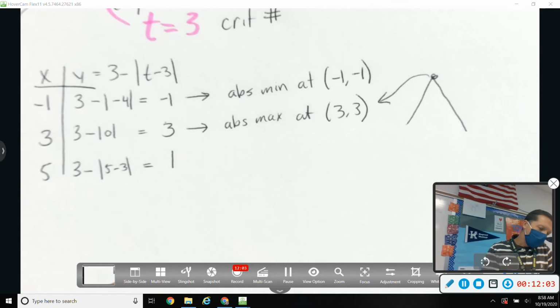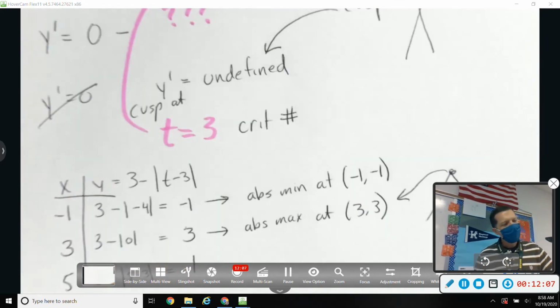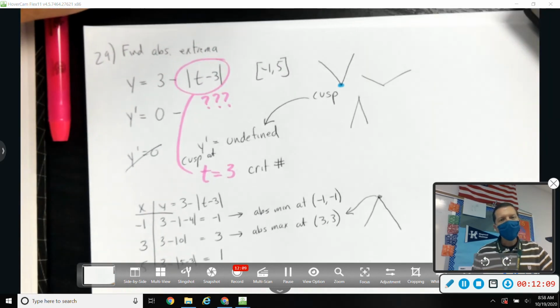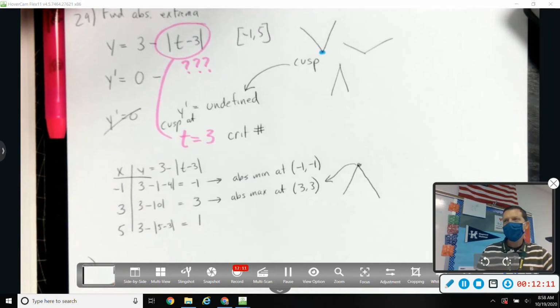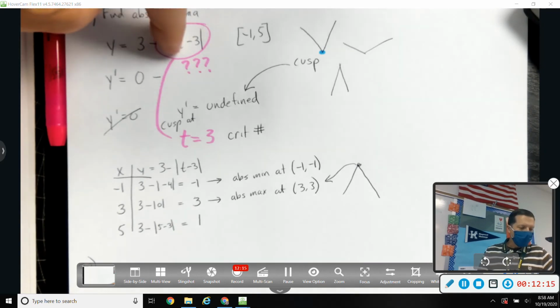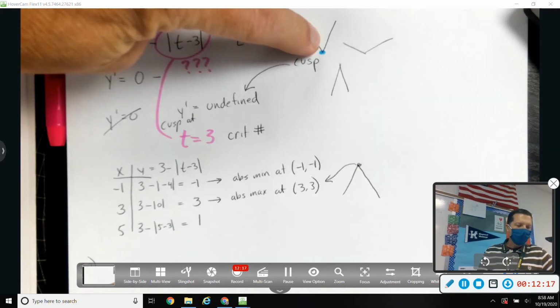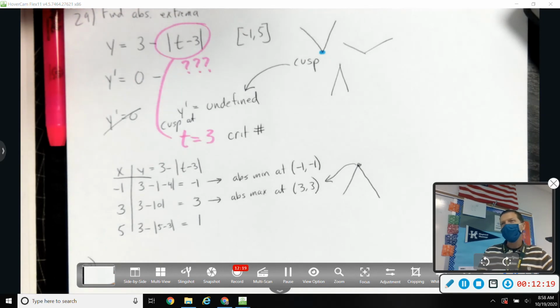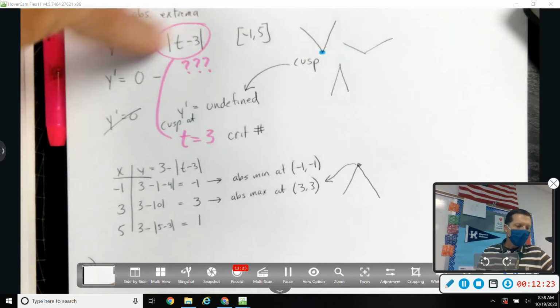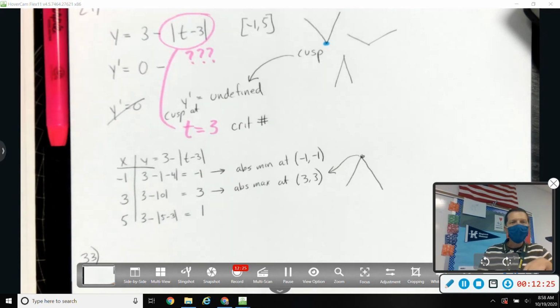So I definitely wanted to see an absolute value one, because that throws people off. They start thinking process, how do I take a derivative? Instead of thinking concept, where is that derivative undefined? Well, at the cusp. I don't need to use calculus to know where the cusp is. That's an algebra thing. So calculus concept, but I didn't actually have to take a derivative.